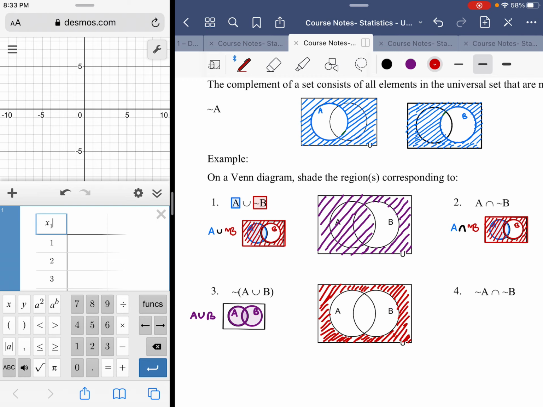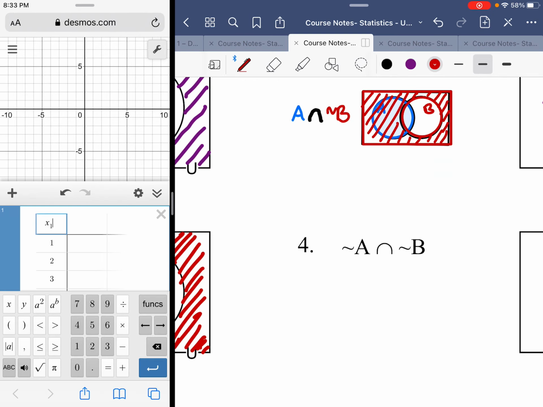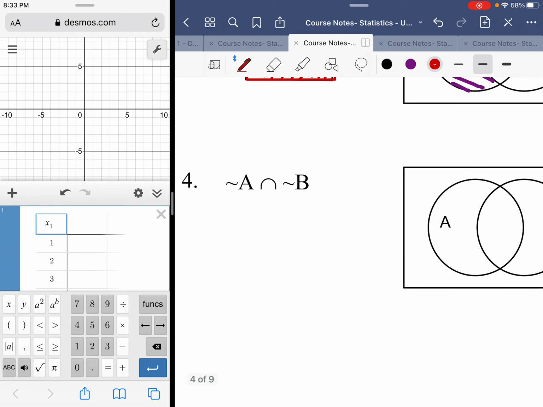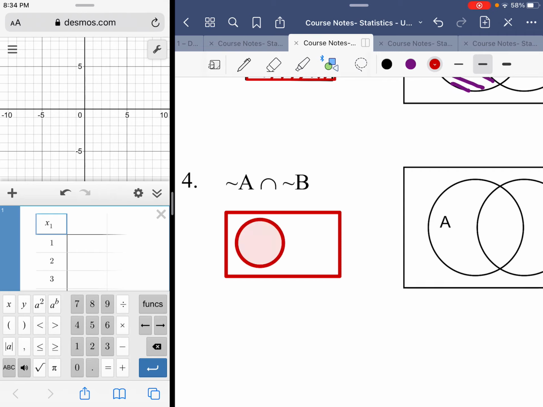As opposed to number 4, which says not A, intersection, not B. So for that one, I want to be looking at what it means to find the overlap between two sets that are related to opposites. All right, so let me draw the picture again because I didn't copy it before I merged. And so here we are.